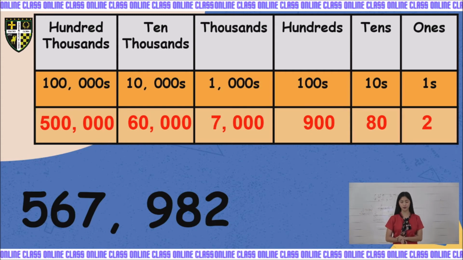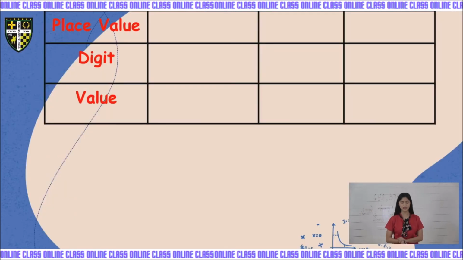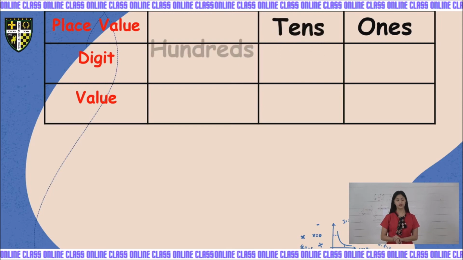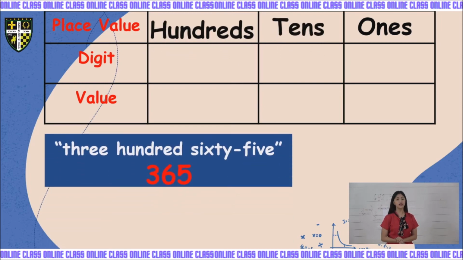So let's have more examples for you to understand. Okay, the number is 365. Again, the number is 365. So, the digit 5 belongs to 1's place value. The digit 6 belongs to 10's place value. And the digit 3 belongs to 100's place value. So, what is the value of 5? The value of 5 is the digit itself, the 5.